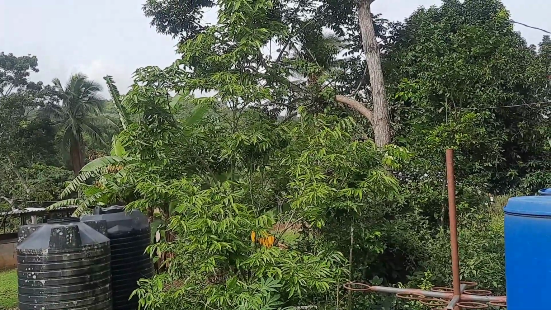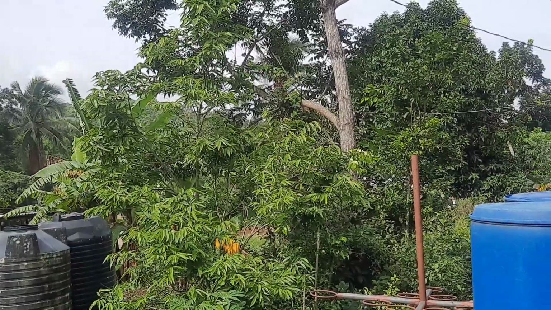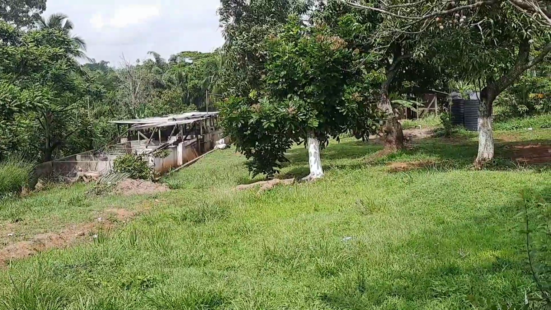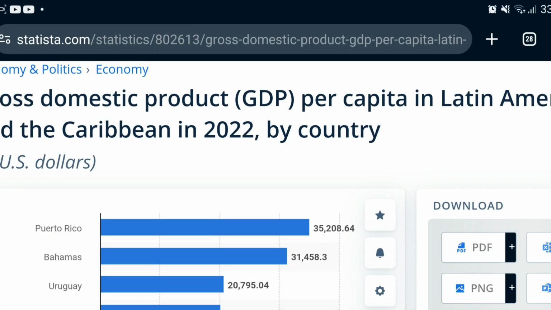So now that we have that out of the way, we're going to go straight into looking at the raw data to compare Jamaica with countries in the Caribbean and Latin America. Alright folks, so let us look at this bit of data right here.